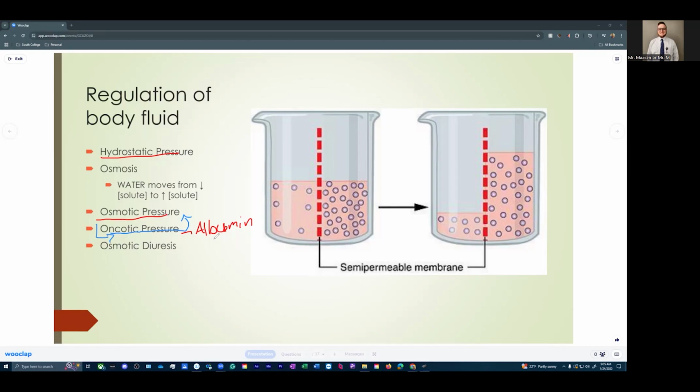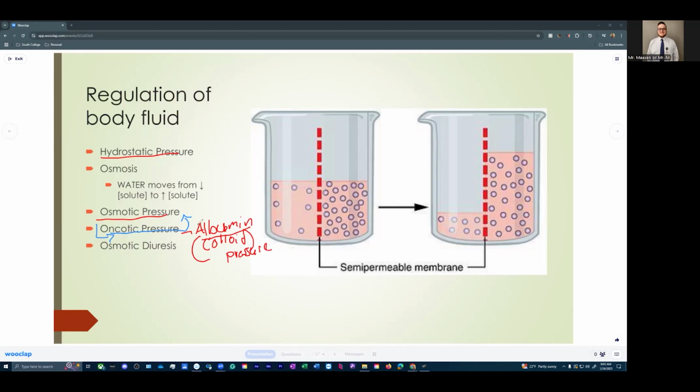Another word for oncotic pressure that they sometimes use is colloid pressure. Colloid is just another term that basically is talking about albumin.